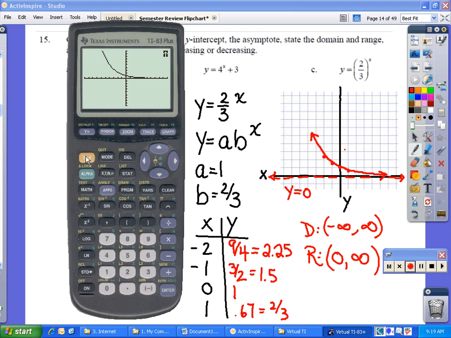And then let's just check out some more data values to make sure we know what we're looking at. There's our 0.67. Notice that it's going down, and it's getting closer and closer to 0. And remember, even though it might look like it on our calculator or on our graph, it never actually reaches 0. Okay, let's check the higher values. 0, 1 is our intercept, -1, 1.5, -2, 2.25, and notice that it continues going up in that direction.